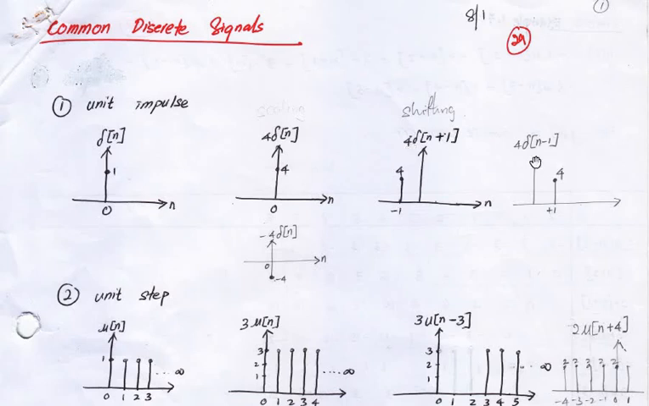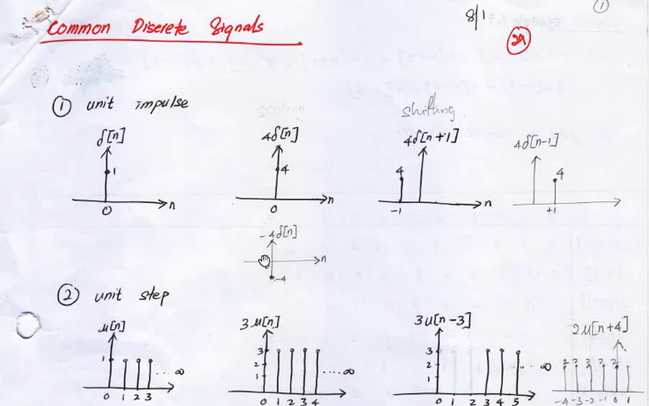Then what is the difference if you have 4 delta n minus 1? Again, this is a shifting. n minus 1 equals 0, so n equals 1. So the position n is equal to 1. The x-axis is the position n. So for n minus 1, n is equal to 1 and the amplitude is 4.